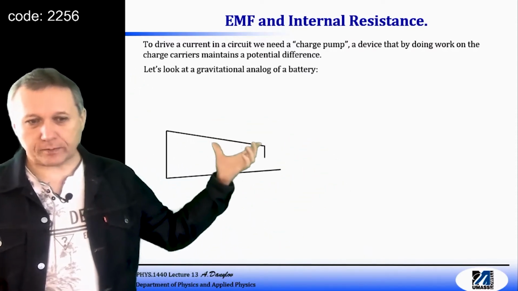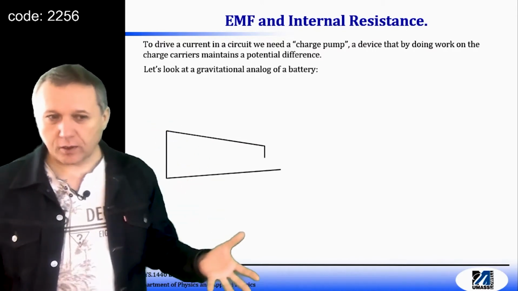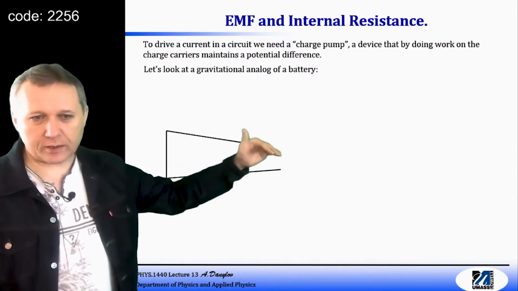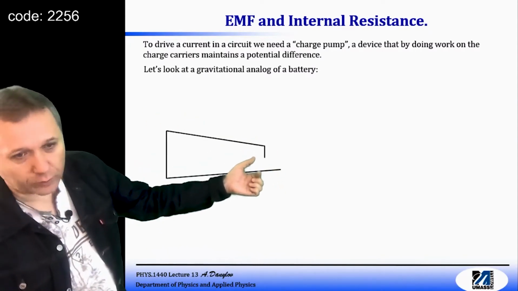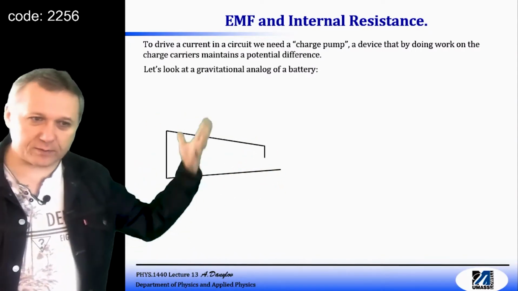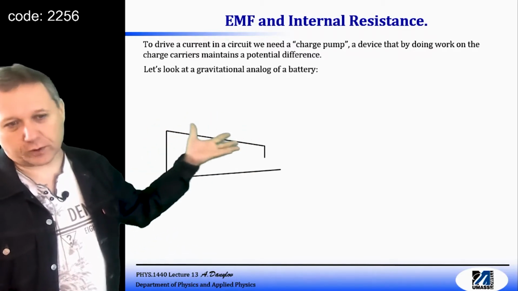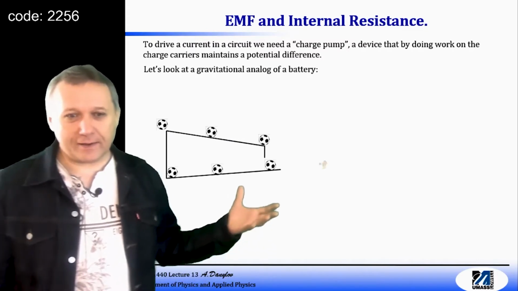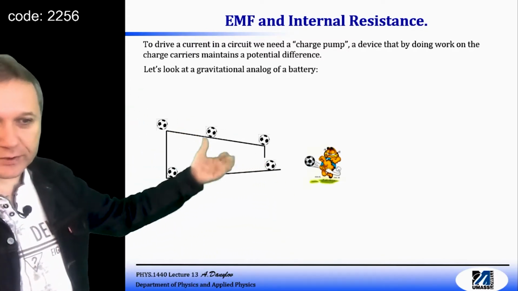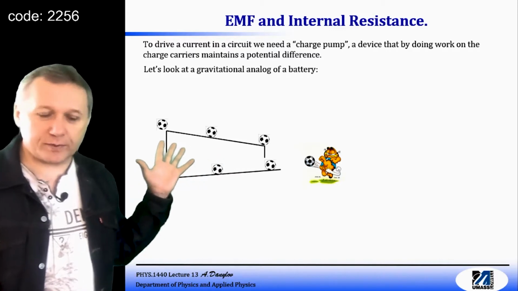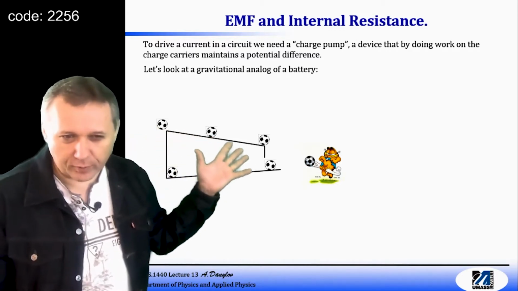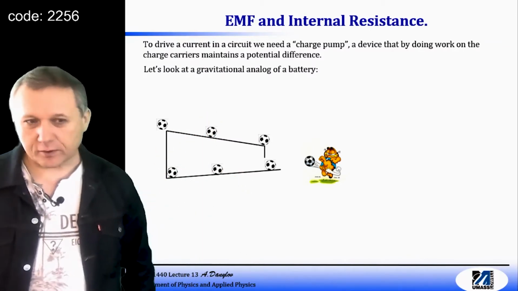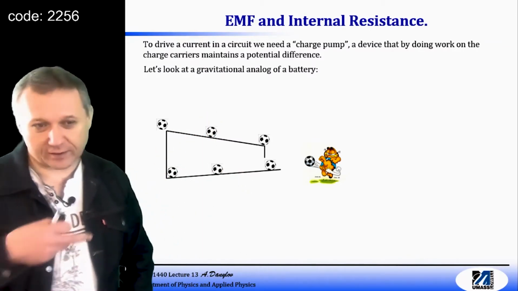So, for example, let's say we have these two slopes, of course in the gravitational field. We have one slope, then there is a hole over here, and there is a second slope. And let me drop a few soccer balls. Of course, I like soccer. Okay, football. So if you drop these soccer balls, there will be a current of these balls, but for 2-3 seconds, and then of course it will stop. This current will disappear.